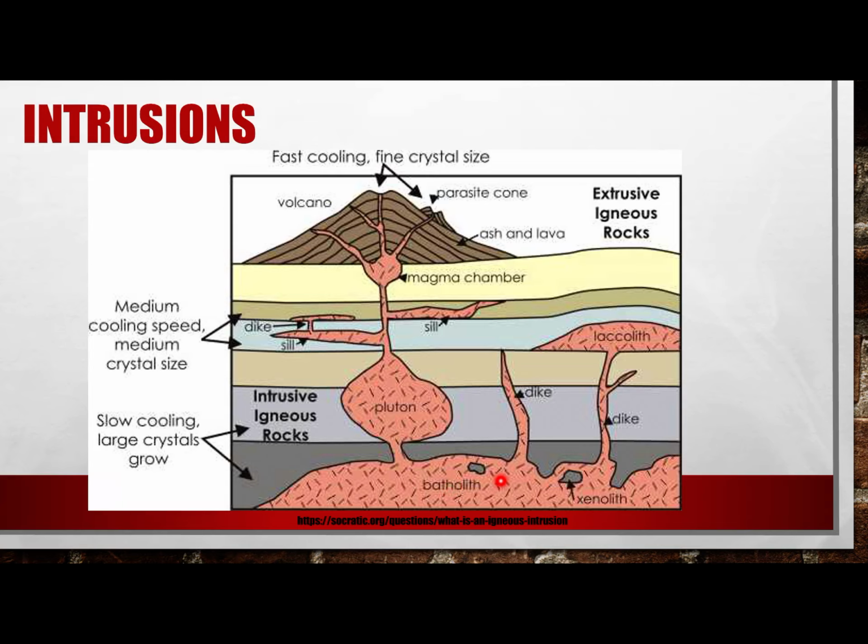You can also have stocks, which are the same general idea. They're just not quite as large, less than 100 square kilometers. Laccoliths is when you start getting magma that sort of pools and piles itself up. It actually translates to lake of rock. But what you see here is you see how all of these layers start to get deformed. They start to bump up.